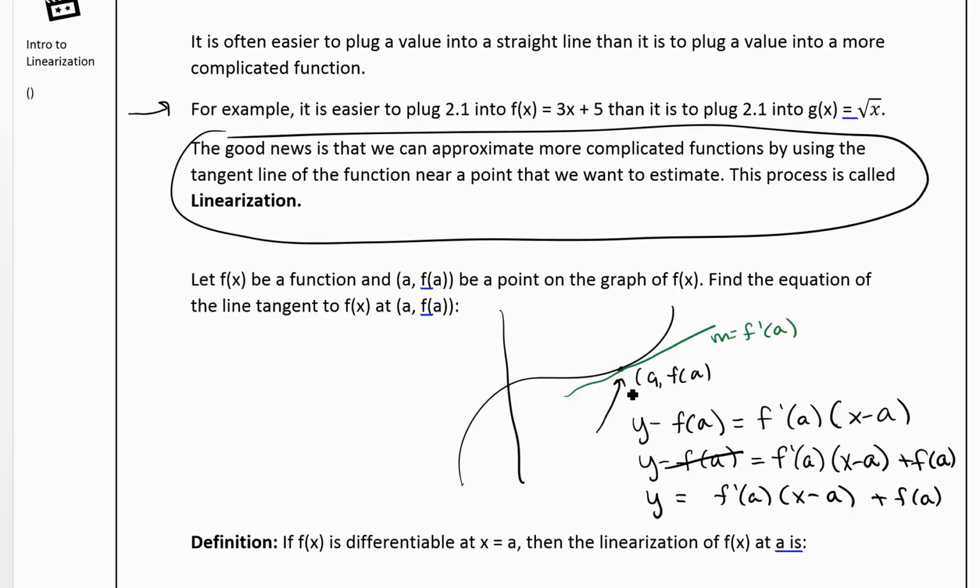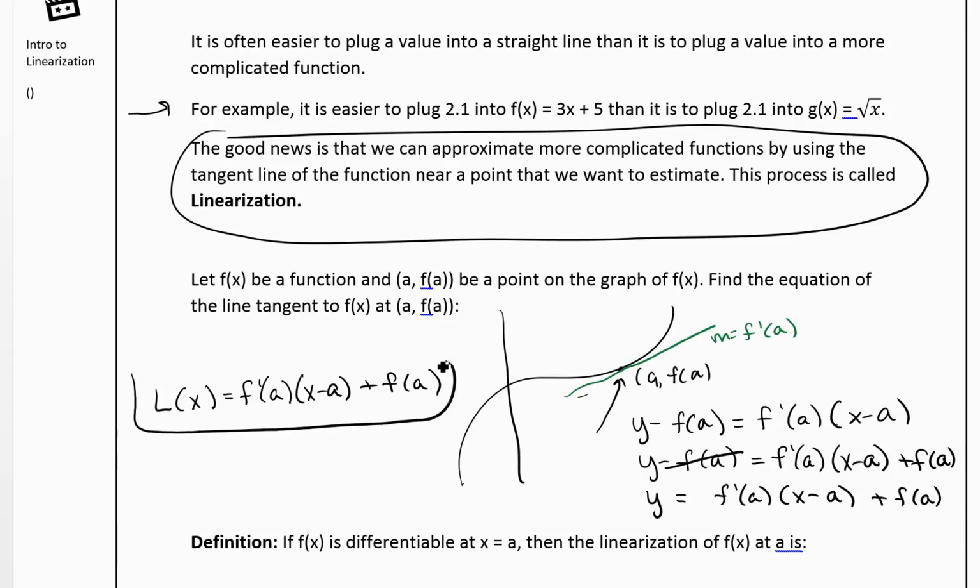Okay, so that's called our linearization. We're going to use this line, L of x, and the formula is f prime of a times x minus a plus f of a. What this means is that you can use this to approximate, let's just say, f of d for d near a. So let's say a was 2. Then you could approximate, say, 2.1 by plugging 2.1 in for x.